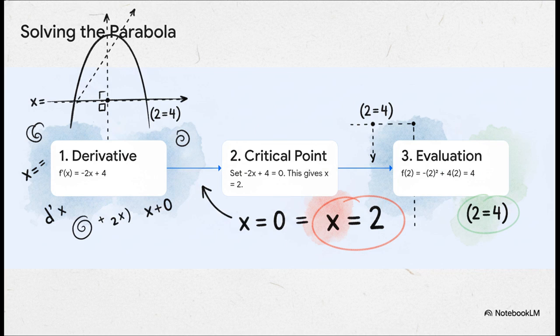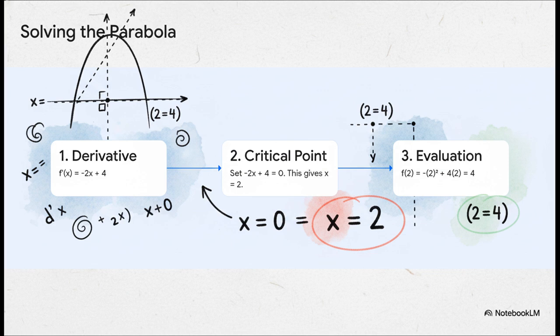Step 1, find the derivative. Easy enough. The derivative, f prime of x, is negative 2x plus 4. Step 2, find the critical points. We just set that derivative equal to 0 and solve for x. So negative 2x plus 4 equals 0, a little bit of algebra, and we get x equals 2. That's our only critical point.